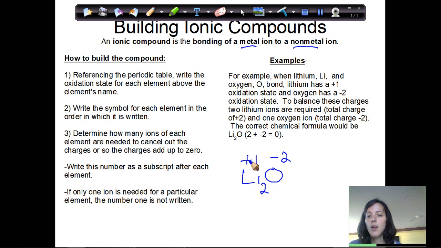Each individual ion has a charge associated with it, but when they bond together, they've exchanged an even number of electrons, which allows it to be neutral. So we would write this compound as Li2O. And that would be how you would build this compound. Notice we didn't write a 1 for oxygen. It is assumed that it is 1, and we don't have to write it down.